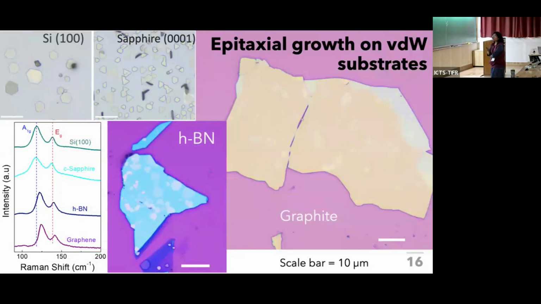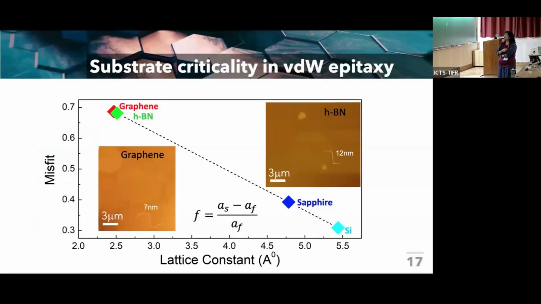So we can also do Raman spectroscopy. The Raman spectroscopy on HBN and graphene shows that there is a shift in the spectrum because of the thickness. The thinner samples showed that both the A1g and the Eg peaks are shifted.